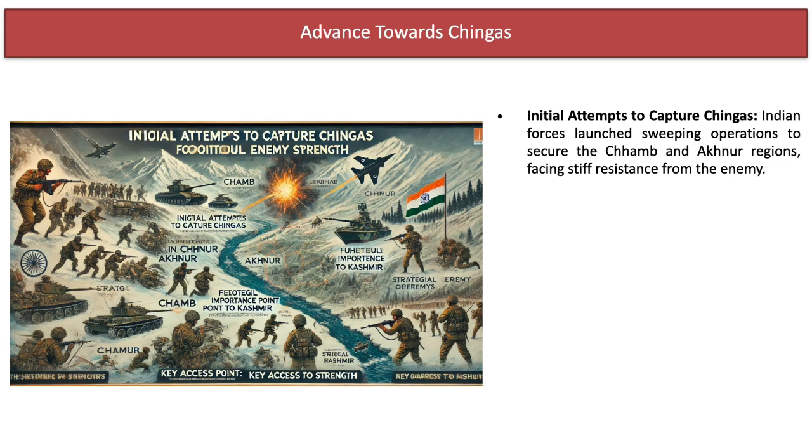Artillery units provided crucial support, targeting enemy positions and creating openings for the infantry to move in. And despite the fierce resistance, the Indian forces continued their push toward Chingas. They launched multiple assaults, testing the enemy's defense and looking for any weakness to exploit.